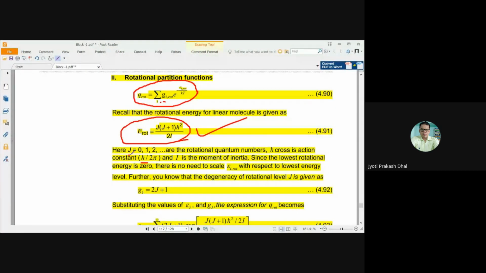So here, 0, 1, 2, these are the rotational quantum numbers. Just like the translational quantum number, here J equals the rotational quantum number. The rotational quantum number value may be 0, may be 1, may be 2, and so on. And h cross is h by 2 pi, and I is the moment of inertia of the particle. Since the lowest rotational energy level is 0, no need to scale epsilon_i rotational with respect to the lowest energy level.